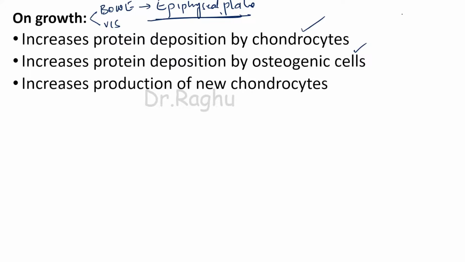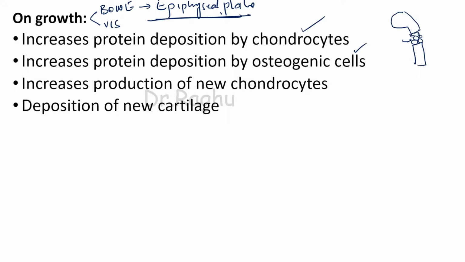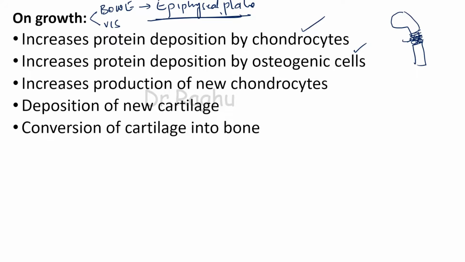Okay, so let's say this is a bone, and this is the epiphyseal plate here. What they do is there is an increase in the production of chondrocytes. The chondrocyte production is increased. Now once these chondrocytes are deposited here at the level of the epiphyseal plate, they are going to cause the deposition of the cartilage. And what does the growth hormone do? It helps in conversion of this cartilage into bone.